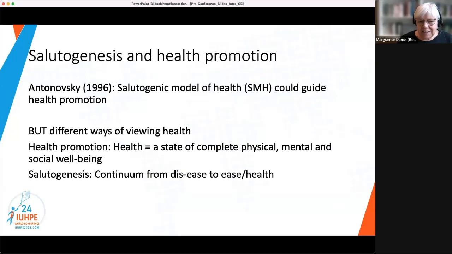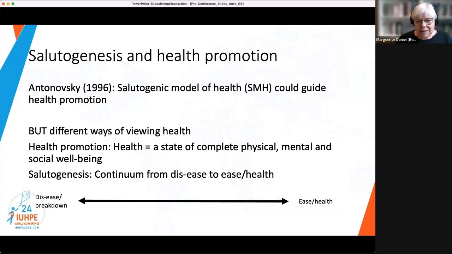And he said instead, and Georg, just one more click because there's a continuum, thank you. So he said instead that health is more like a continuum. On the one hand, you've got dis-ease and breakdown, but on the other hand, you've got ease and health. We normally fall somewhere along here, and some things shift us towards the ease end, and other things shift us towards the dis-ease end or breakdown.